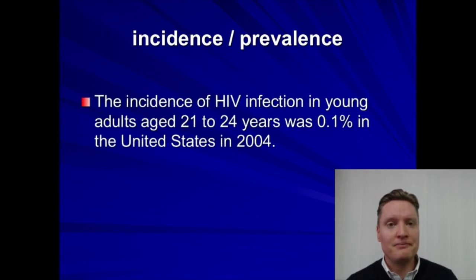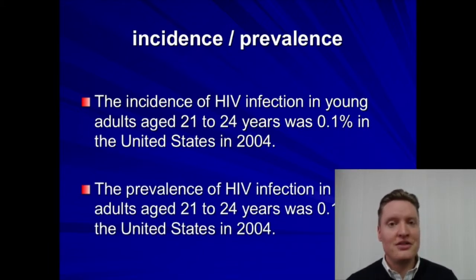Here's another example. The incidence of HIV infection in young adults aged 21 to 24 years old was 0.1 in the United States in 2004. Now this is not talking about new cases, but total cases. So we don't want to say incidence, we want to say prevalence. The prevalence of HIV infection in all adults, total population, was 0.1.